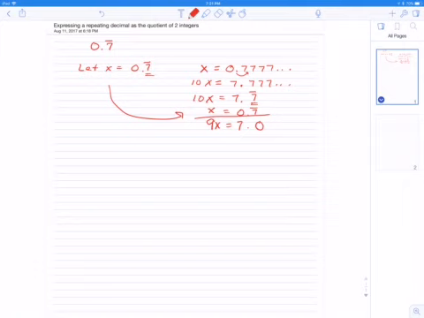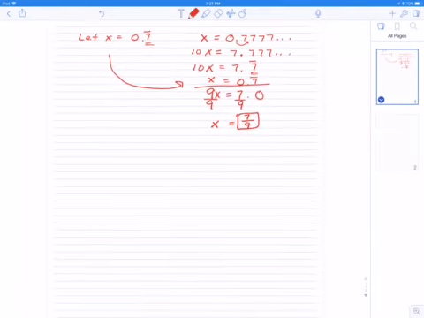And I'll solve for x. Divide both sides by the 9. So x is 7 over 9. Now if I wanted to write 135 with a bar over it as the quotient of two integers, I'll start out by letting x equal the decimal number in repeating bar form.